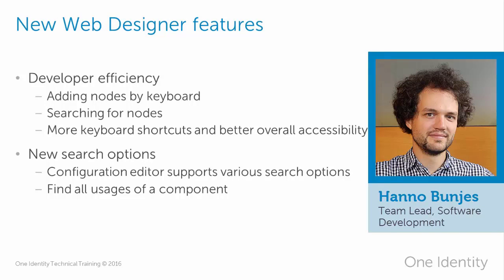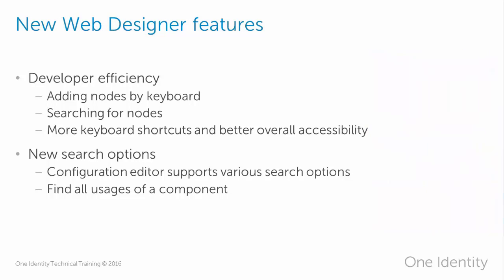We did a lot of work surrounding general efficiency and lots of sometimes long requested features, adding nodes into the Web Designer structure by keyboard, searching for a node by name. You can also, for example, find all usages of a given component or find all usages of a given collection.